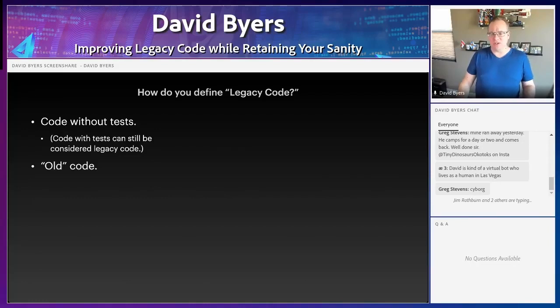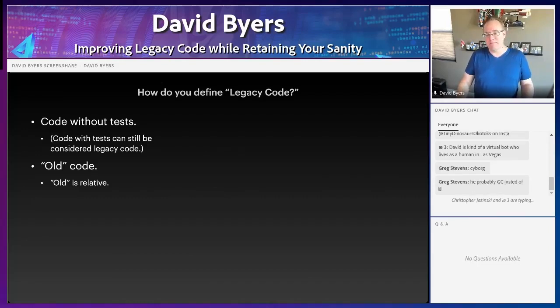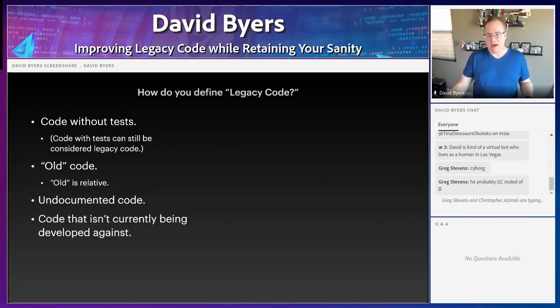Some might say that old code is legacy code. Old is relative, though. I just spoke recently with a developer who said that he was working on legacy code that was written back in 2017. And I thought, oh, you sweet summer child. Some might say that undocumented code is legacy code. Sure, if the knowledge of the code or how or why it was written isn't documented, it could be considered legacy.